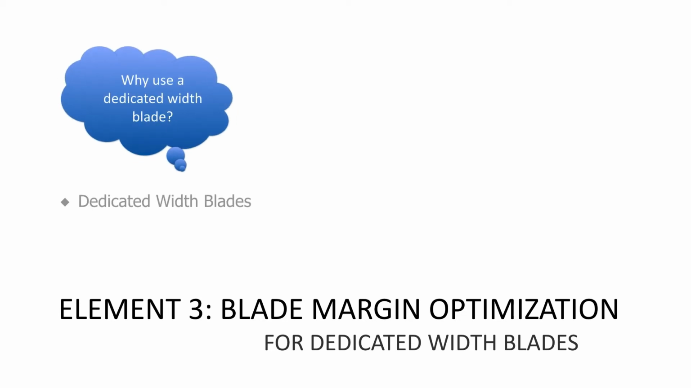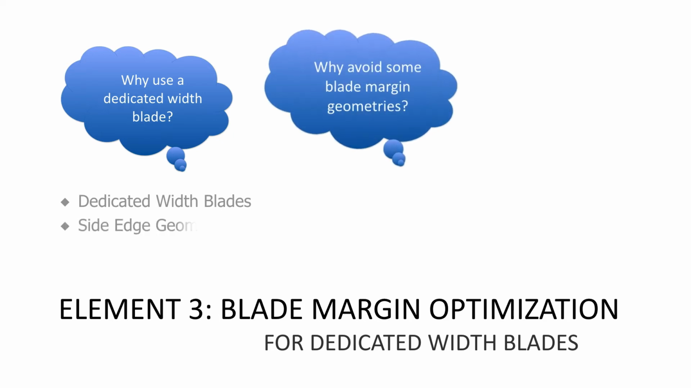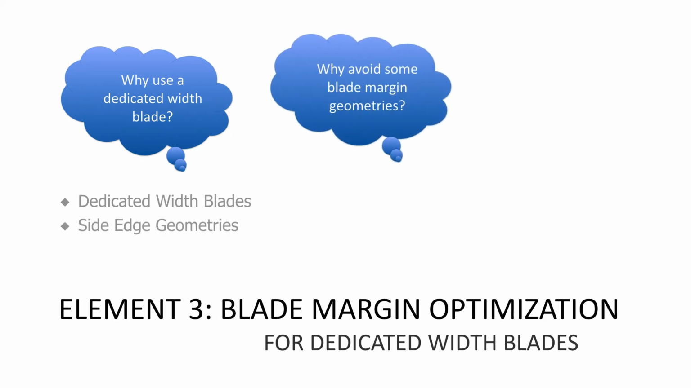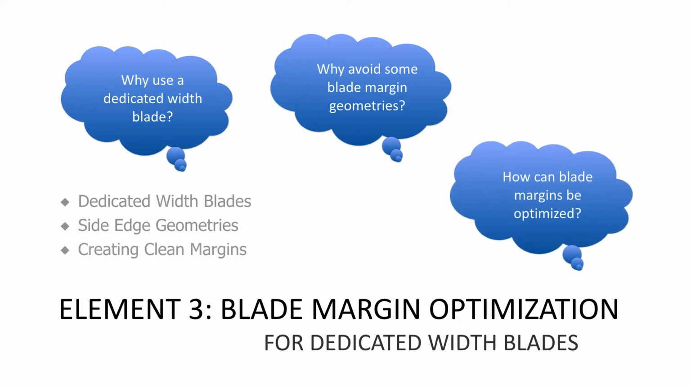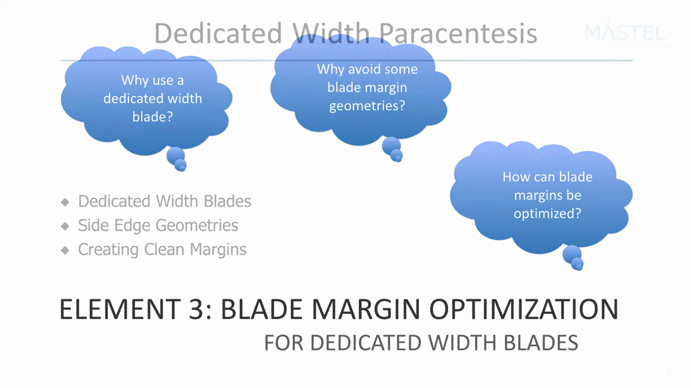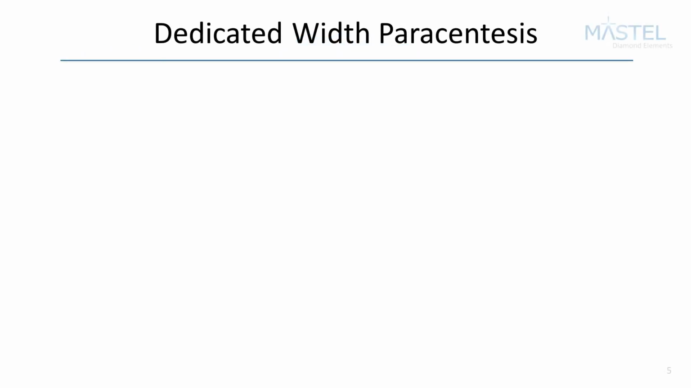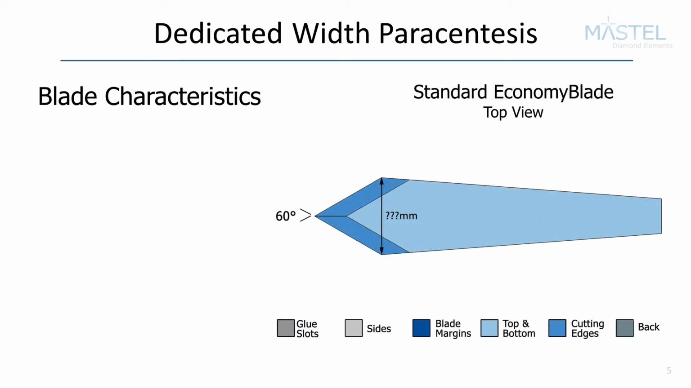In Element 3, we will discuss blade margin optimization for dedicated width blades. We will then consider the characteristics of a dedicated width paracentesis blade. After that, we delve into optimizing side edge margins to improve wound architecture and subsequent wound closure. This brings us to our first discussion point, the characteristics of dedicated width paracentesis blades.